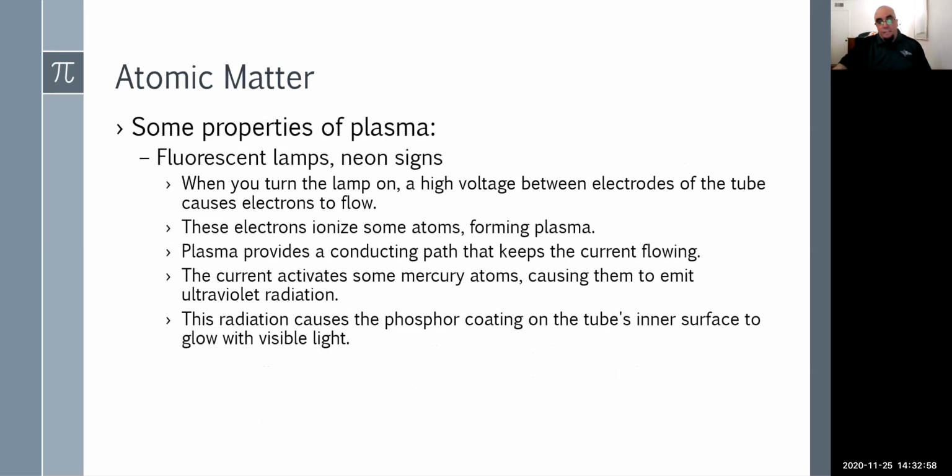Fluorescent lights, neon signs. Here in Vegas, we use a lot of plasma, right? Now we've been converting to LEDs slowly because LEDs use a little bit less electricity, but they don't work on that much of a different principle than plasma, right? When you turn the lamp on, high voltage between the electrodes of the tube cause the electrons to flow. Those ionize the atoms, causes the light to show up, right?